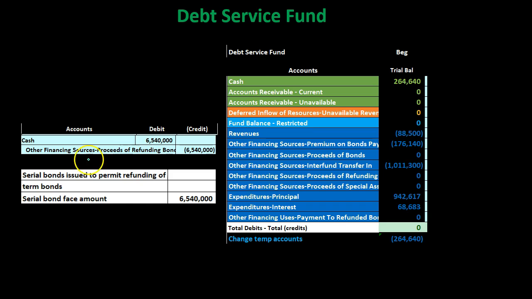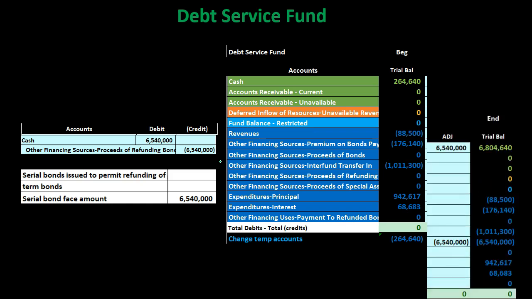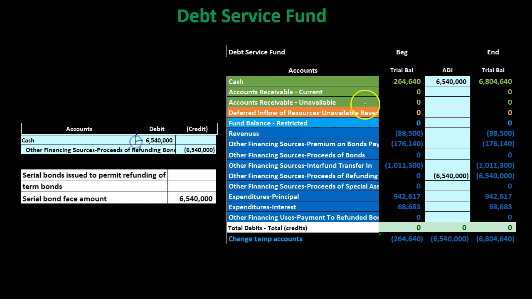For the first transaction, we're going to debit the cash as we did in the government-wide, but the other side is going to other financing sources, proceeds of refunding the bond, which is going to be like a temporary account, an income statement type account. A revenue type of account, which should look kind of unusual, but again, we're tracking the flow here as opposed to a full accrual basis. So if we then record that out, we have the cash up top, cash is going up, and then the other side going to other financing sources going from zero up in the credit direction.